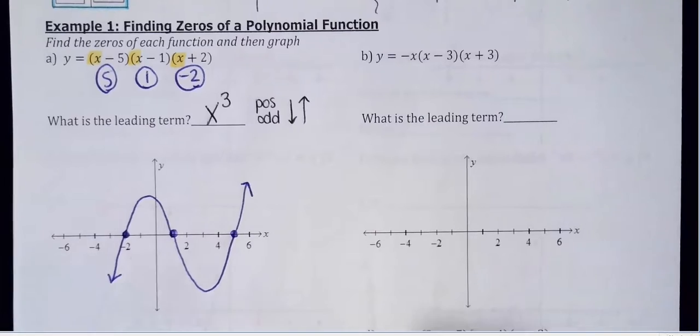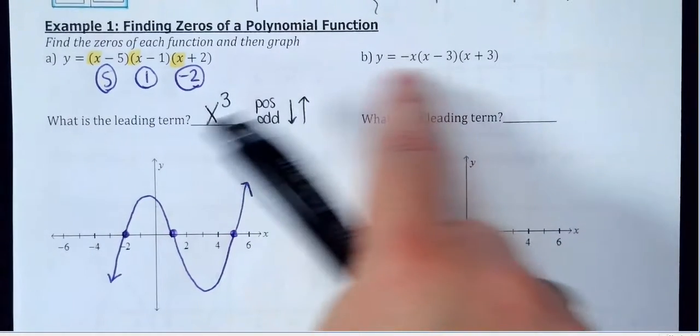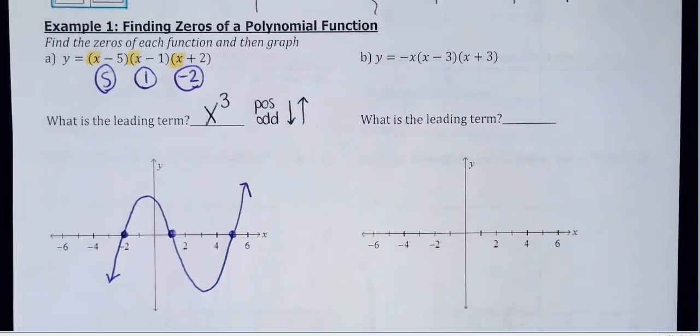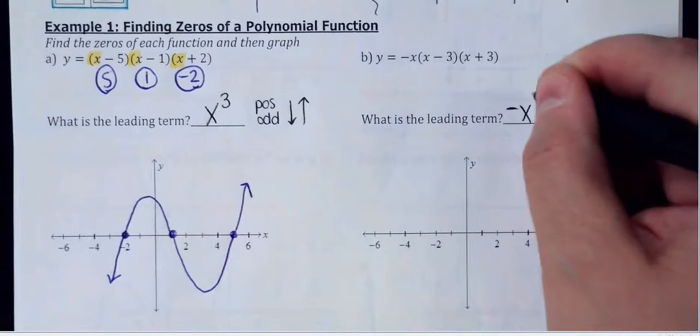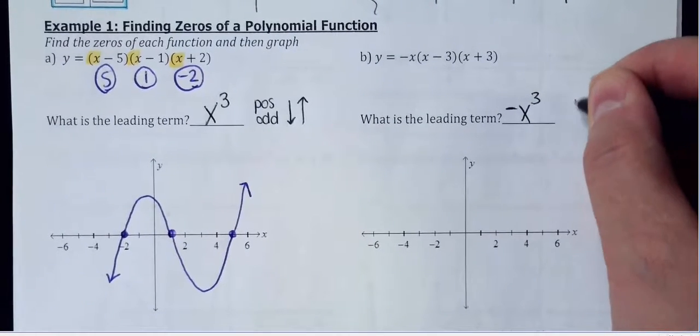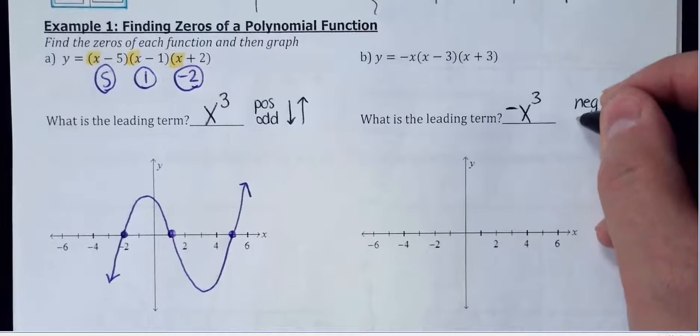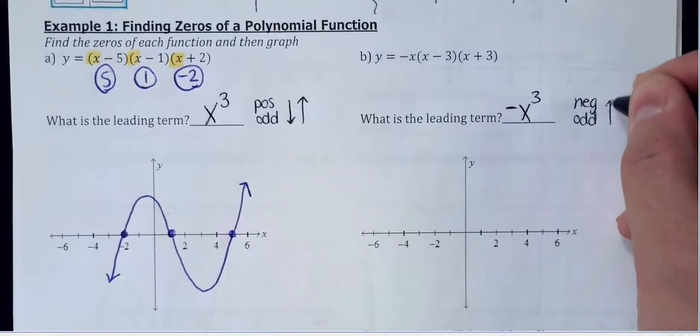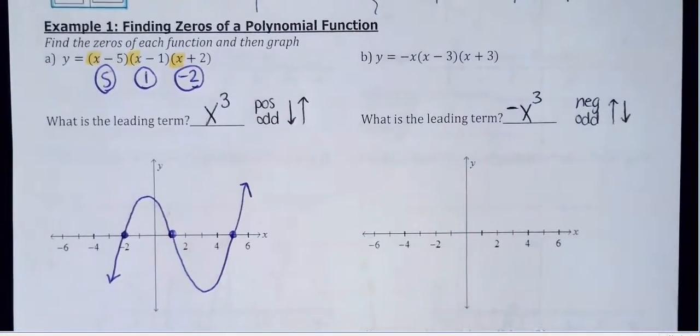Okay. If I multiplied this guy out, what would the leading term be, or the highest power of x for that factor term? What do you think? Yes, ma'am. -x cubed. Okay, so then that negative causes this to be negative. And then this is odd again. That goes up at the beginning and down at the end for your end behavior.